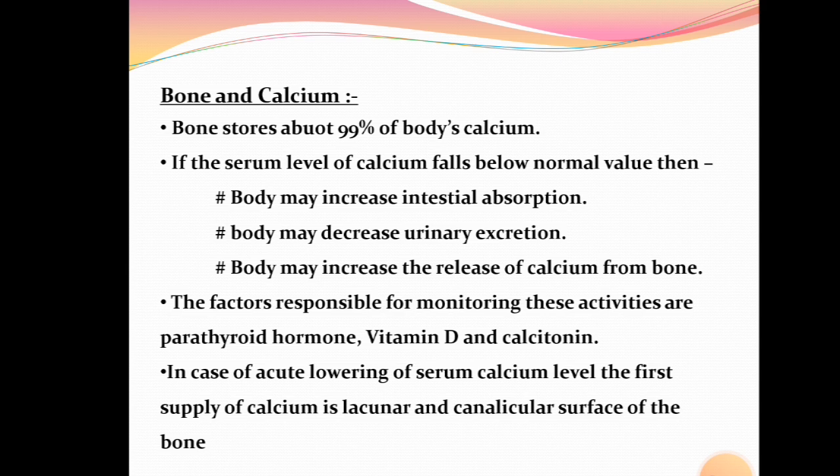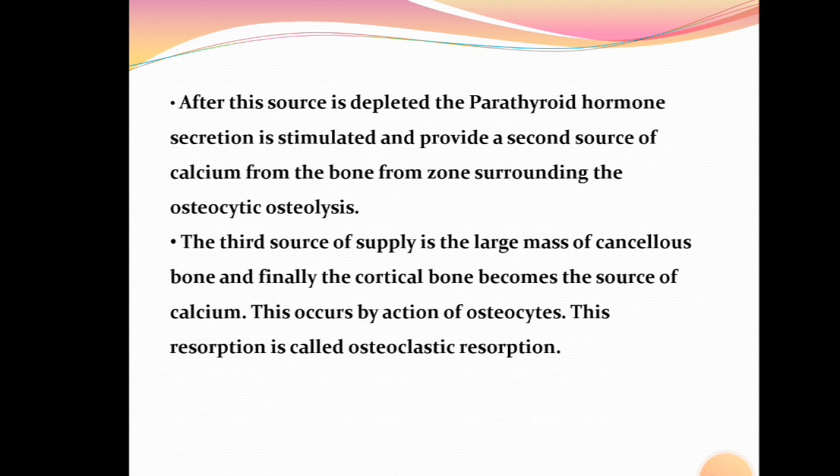In case of acute lowering of serum calcium level, the first supply of calcium is the lacunar and canalicular surface of the bone. After this source is depleted, parathyroid hormone secretion is stimulated and provides a second source of calcium from the zone surrounding the osteocytes, called osteocytic osteolysis. The third source of supply is the large mass of cancellous bone. And finally, the cortical bone becomes a source of calcium. This occurs by the action of osteoclasts, and this resorption is osteoclastic resorption.